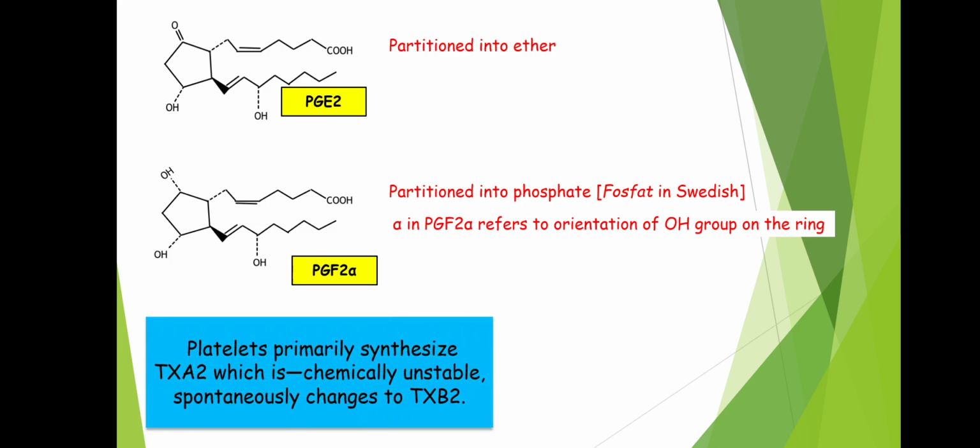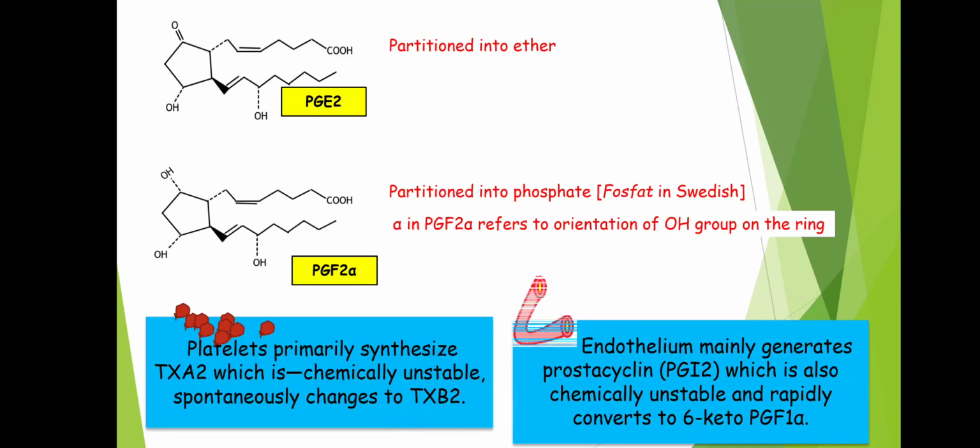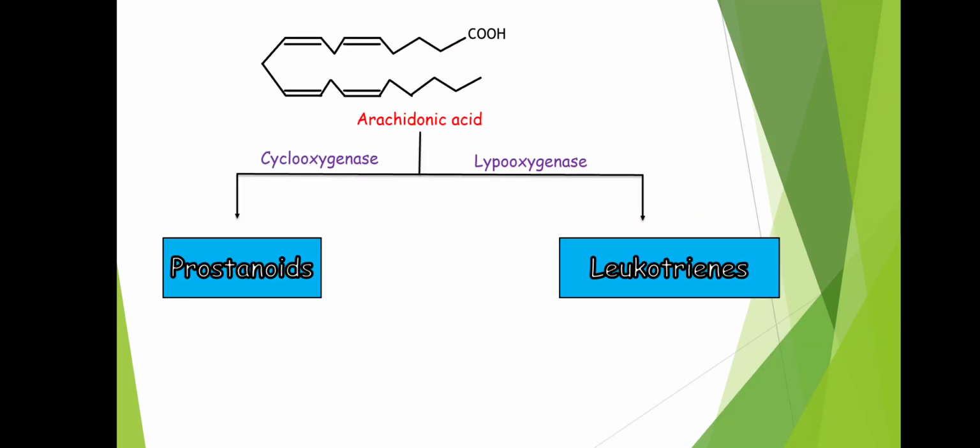Next, platelets primarily synthesize thromboxane A2, which is chemically unstable and spontaneously changes to thromboxane B2. The endothelium mainly generates prostacyclin, that is PGI2, which is also chemically unstable and rapidly converts to 6-keto PGF1 alpha. Okay, so this is all about the cyclooxygenase pathway.